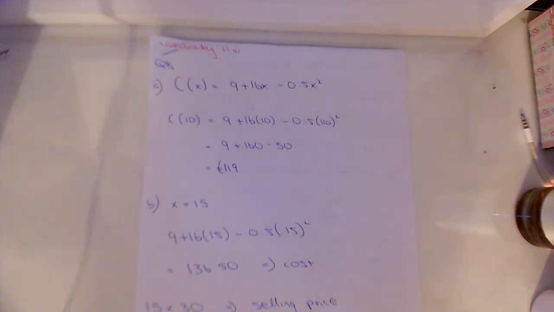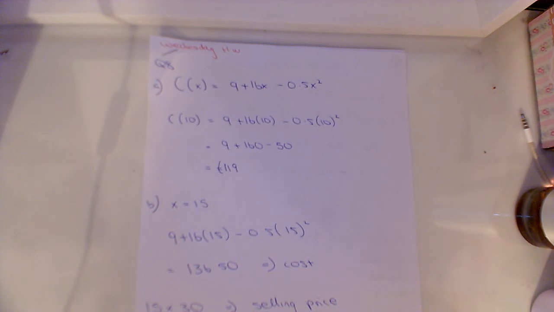Okay, so just going to go through question 8. It tells me in the question, a manufacturer of office chairs estimates the daily cost of manufacturing using the formula C(x) is equal to 9 plus 16x minus 0.5x squared, where C is the cost in euro and x is the number of chairs produced. The factory produces a maximum of 17 chairs per day.